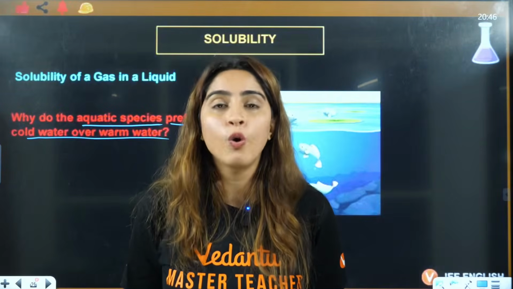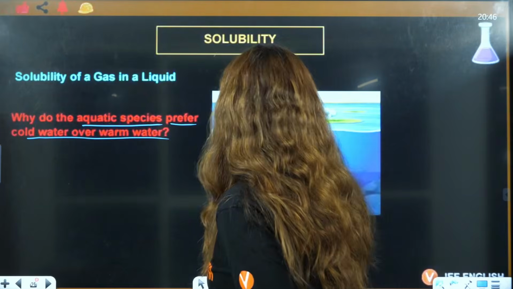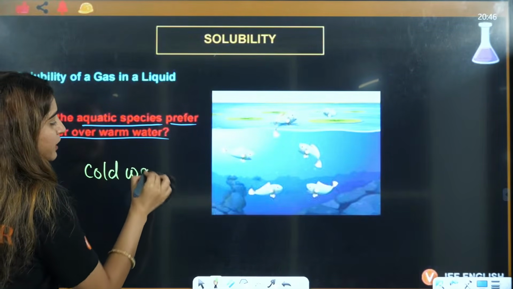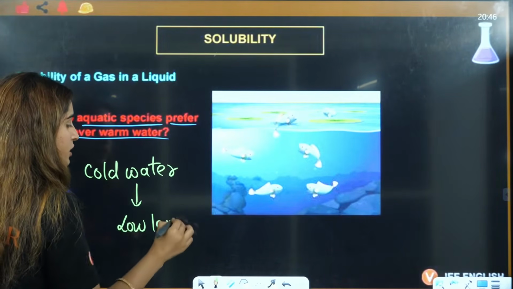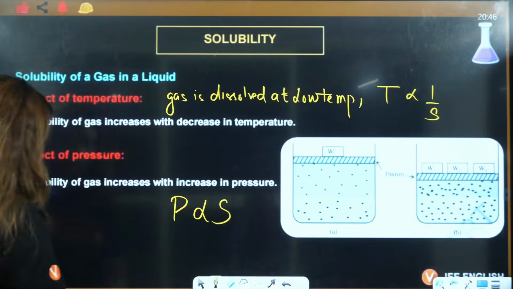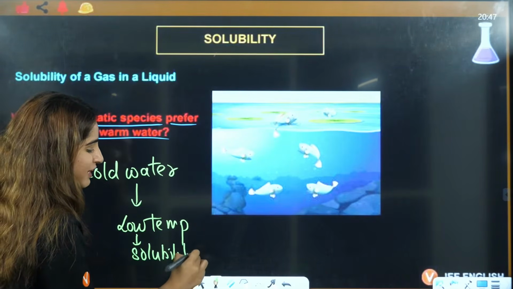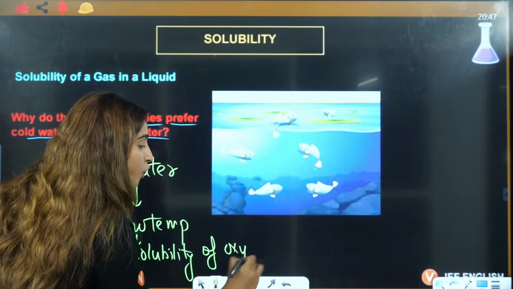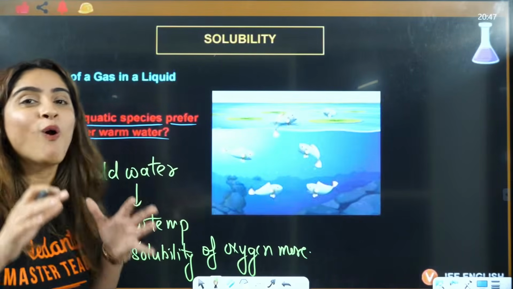Because in cold water, see one thing. Cold water means low temperature. And we have learned that in low temperature, solubility will be more. What these fishes need is oxygen. Solubility of oxygen will be more. That's why they want to stay there.